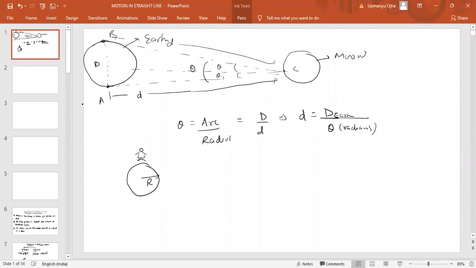Capital D is the diameter of the Earth. Small d is the distance between the Earth and the Moon, and theta is the angle. Now how can you measure the angle? D by 2 will be the radius. So if the radius of the Earth is given to you, then capital D will be equal to 2r.